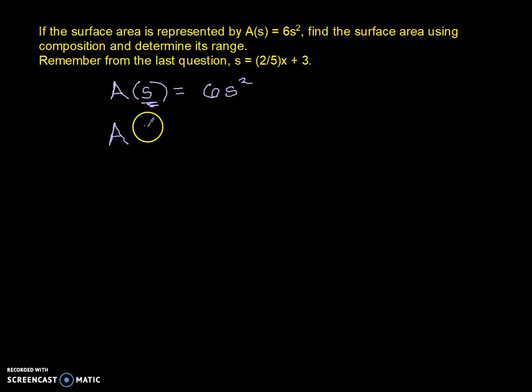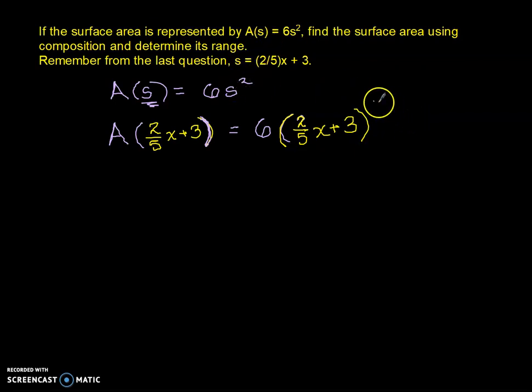So instead of s, it will say 2 over 5x plus 3. So same deal on the other side of the equal sign. It will say equals 6 times 2 over 5x plus 3. And then bring down the second power because it's s to the second power.